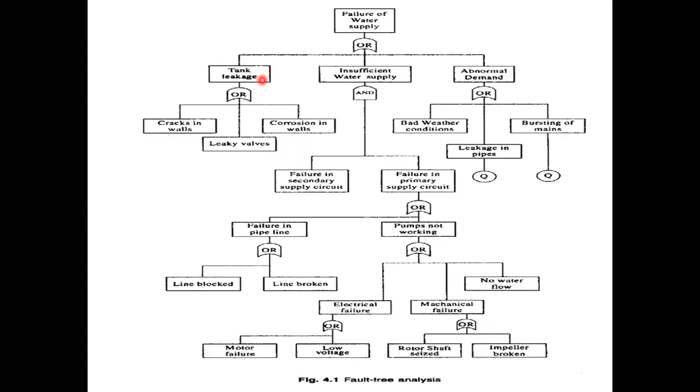That is, tank leakage consists of three more points: cracks in walls, leakage in walls, corrosion in walls. Next one, insufficient water supply. Here we are using an AND gate, with failure in the secondary supply circuit and failure in the primary supply circuit. The failure may take place with respect to the secondary supply as well as with the primary supply.